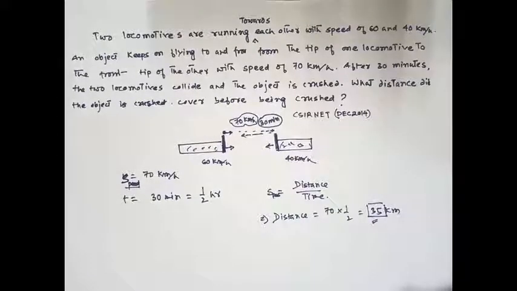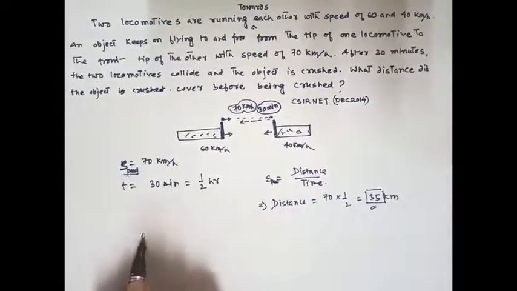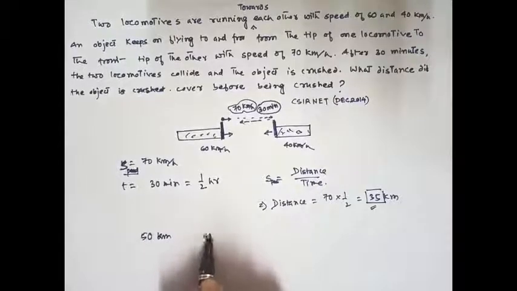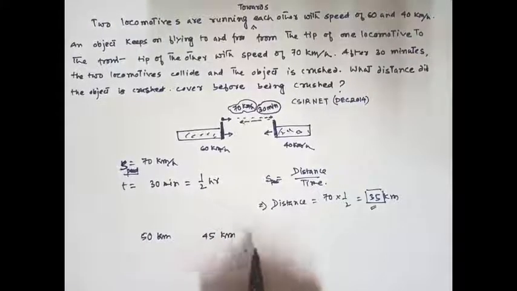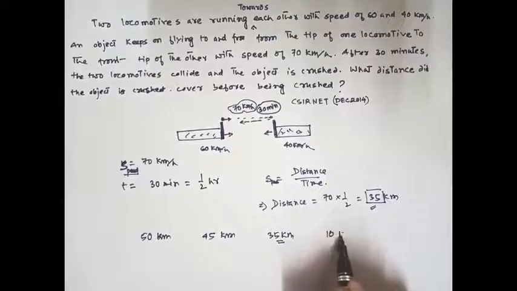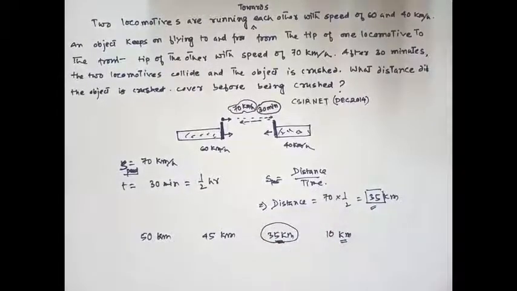Four options are given. In option A it is 50 kilometer, in option B it is 45 kilometer, in option C it is 35 kilometer, so this option will be the correct one, and in option D it is 10 kilometer. So option C will be the correct option.